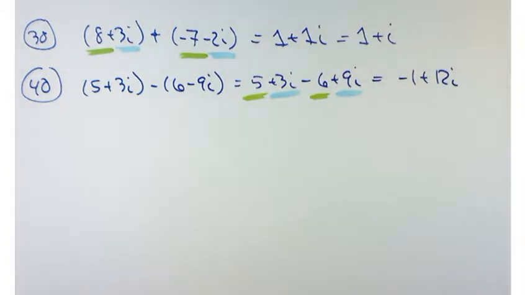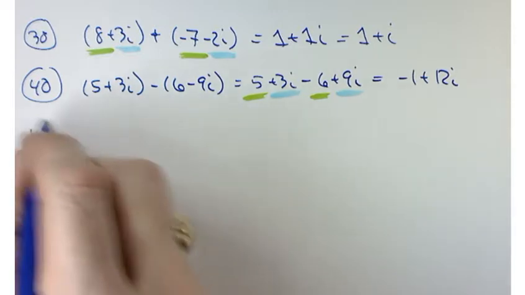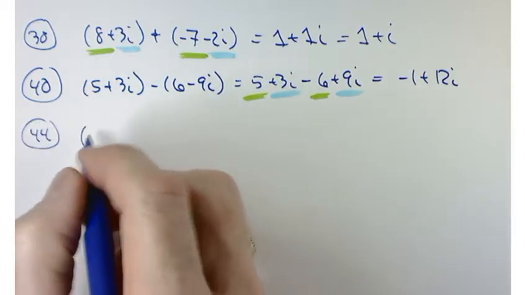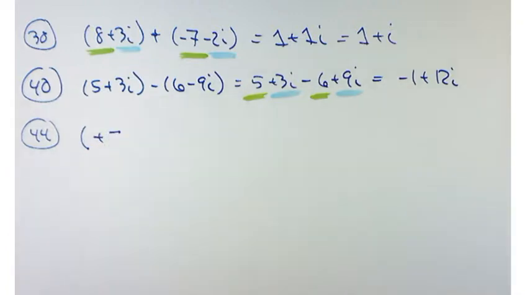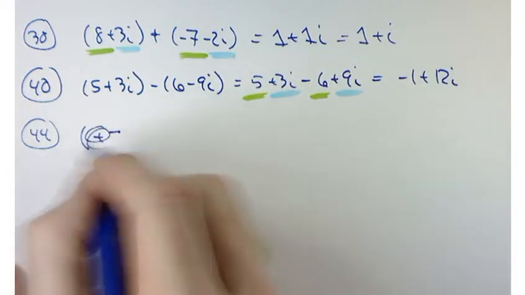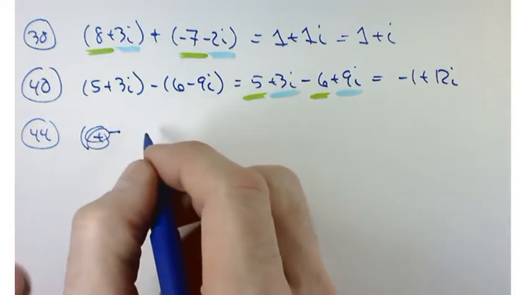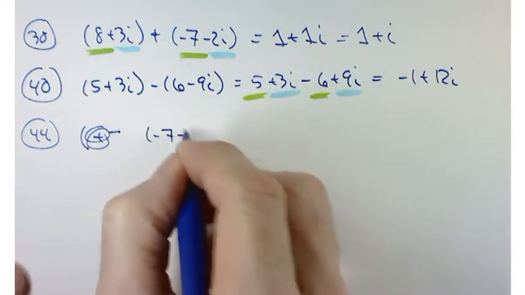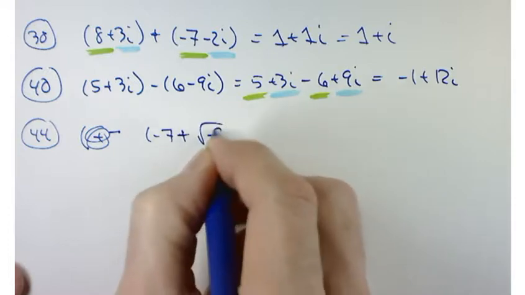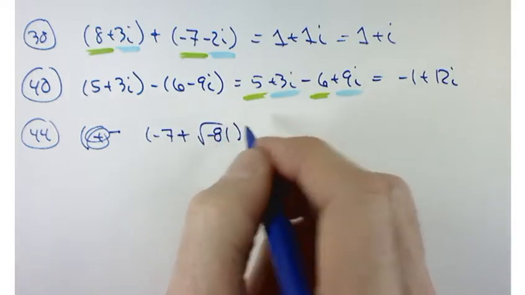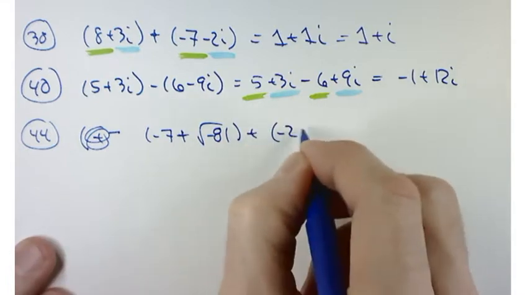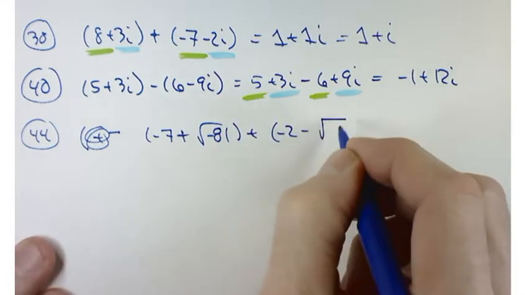Want one more adding and subtracting complex numbers? Let's take a look at problem number 44. Negative 7 plus the square root of negative 81 plus negative 2 minus the square root of negative 64.